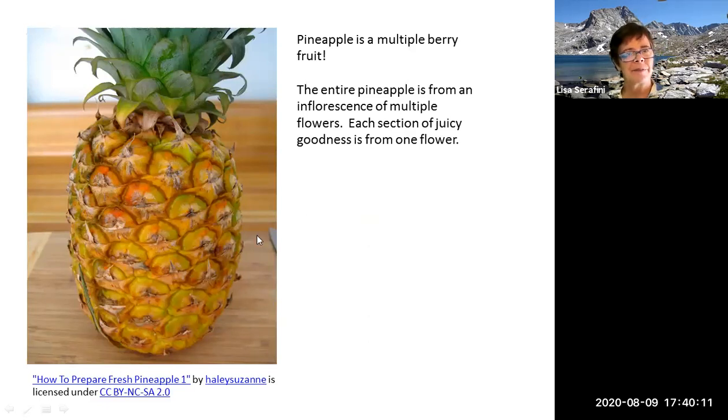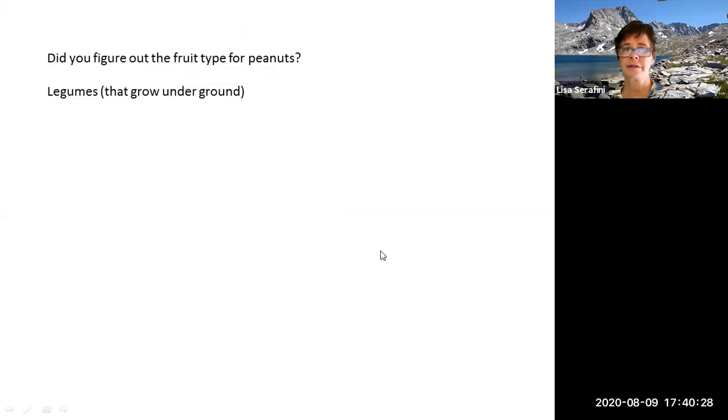Okay, we already talked about pineapples briefly. So here's our pineapple. Each one of these sections came from a separate flower. So this is an entire inflorescence. So this is a multiple, and it's a multiple of berries. All this is juicy. Really good.